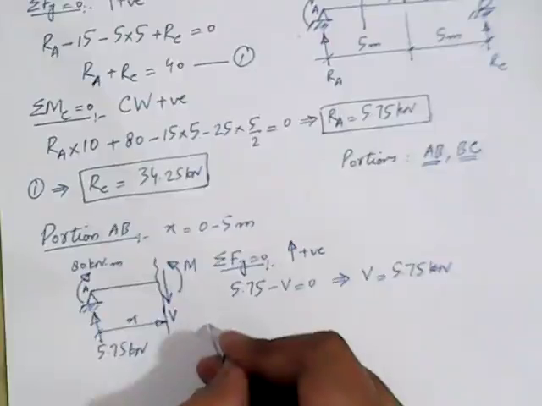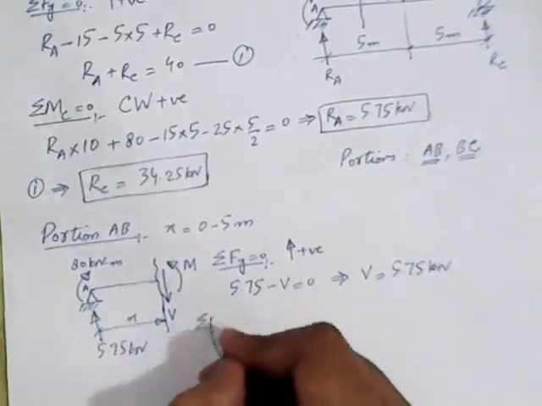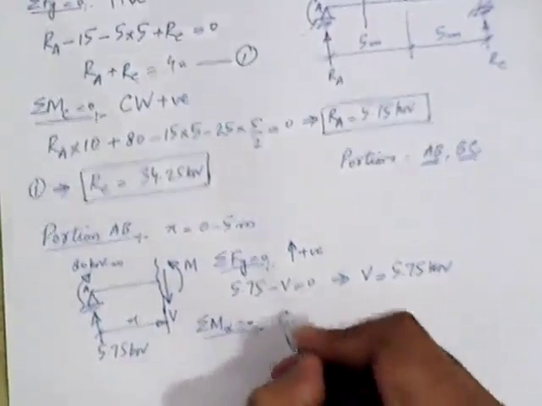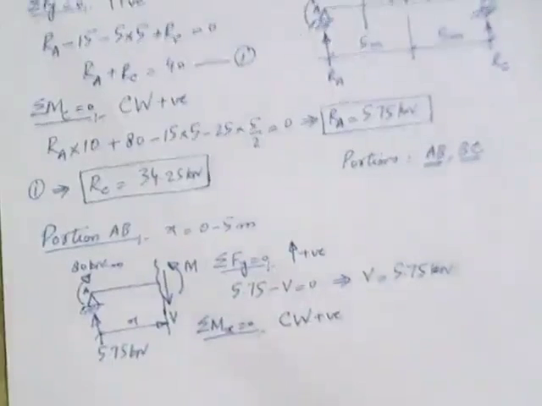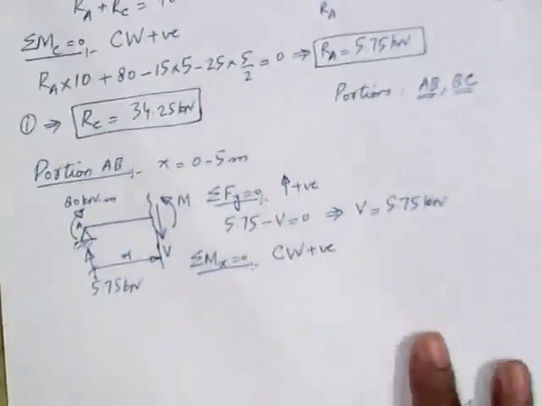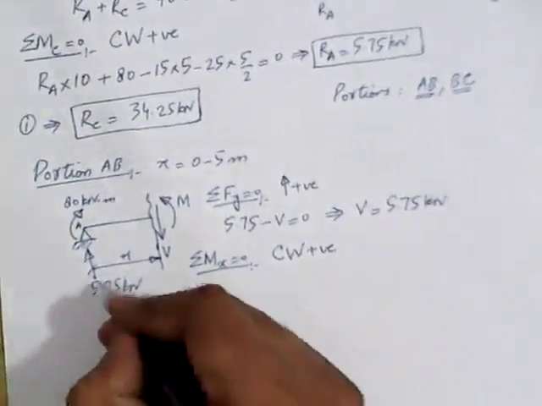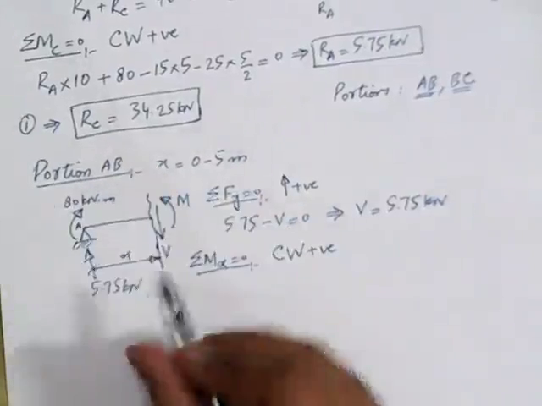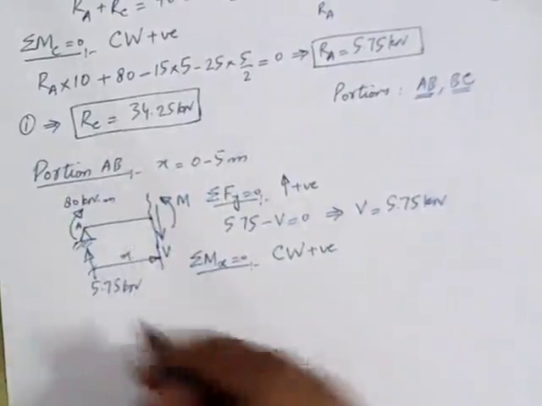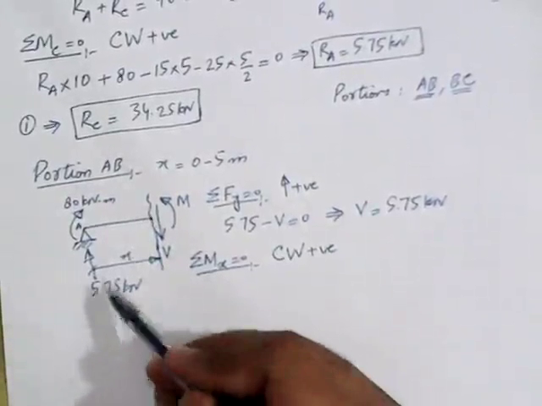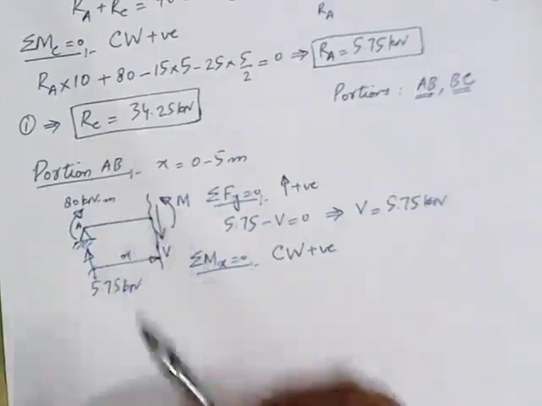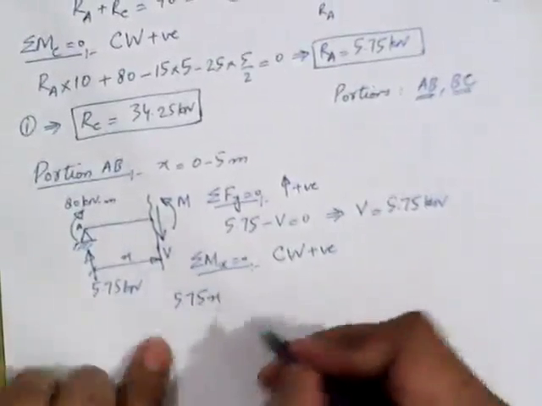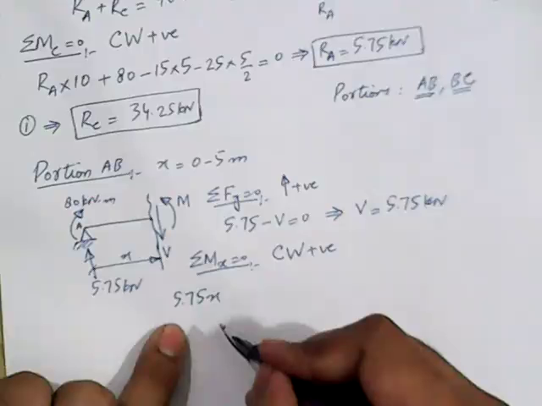write down the equation for bending moment. Sigma Mx equal to 0, and our convention will be we take clockwise moment as positive. So if we write down the equation of moment for this portion, we start from this side, point A. We are taking sum of moments about the section or about this point here. 5.75 kilonewton force will produce clockwise moment about this point. We take 5.75 and the lever arm is x. Moment is in clockwise direction, so it is taken as positive.